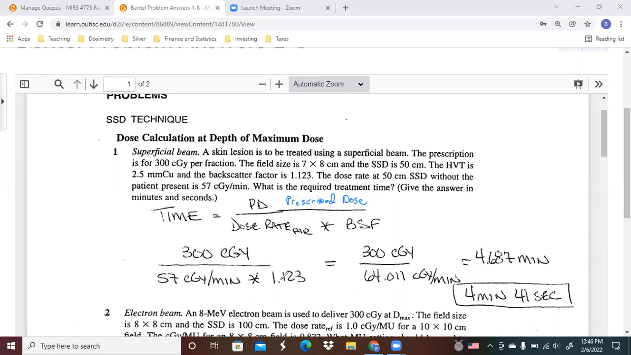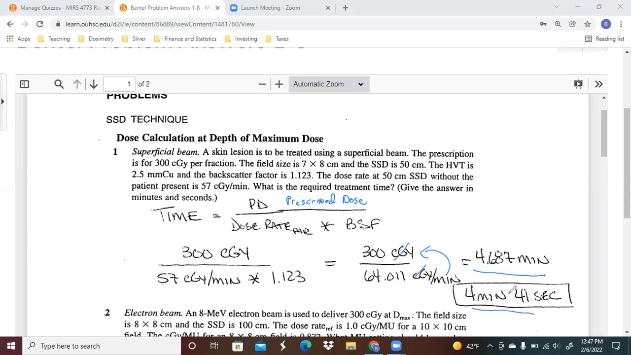So we put all of that information in. It's very important here to keep the units. What we're going to find out is that we end up with 300, and then you've got 57 times 1.123, which comes up to be 64.011 centigrade per minute. Since you have the amount of centigrade here and the amount of centigrade being delivered per minute, those two cancel and the minute comes into the numerator. So you take 300 divided by 64.011 and this is what you come up with.